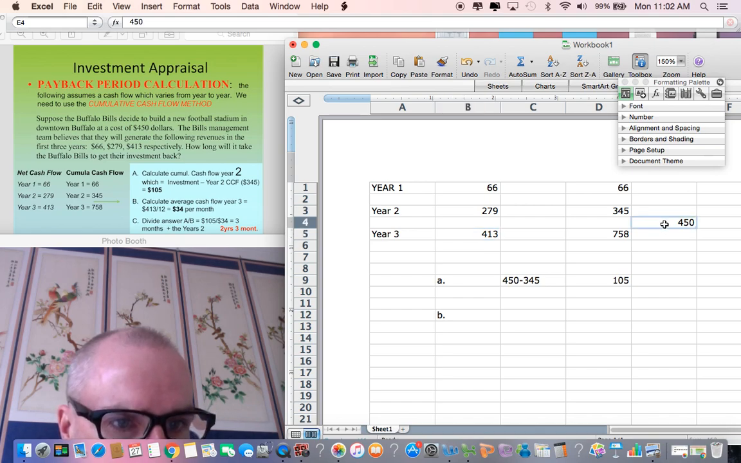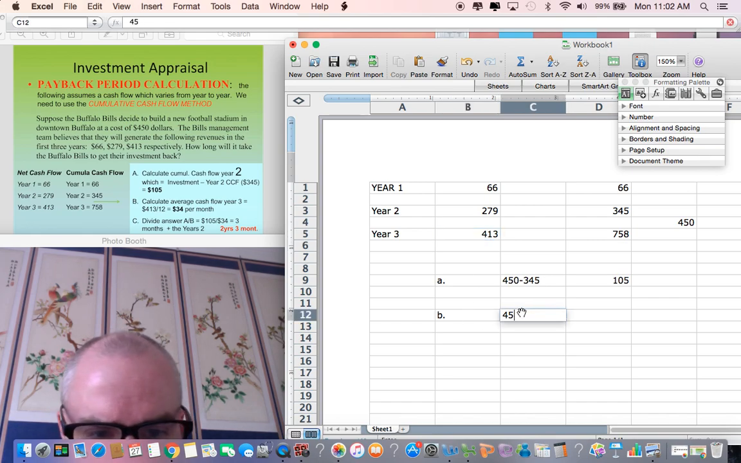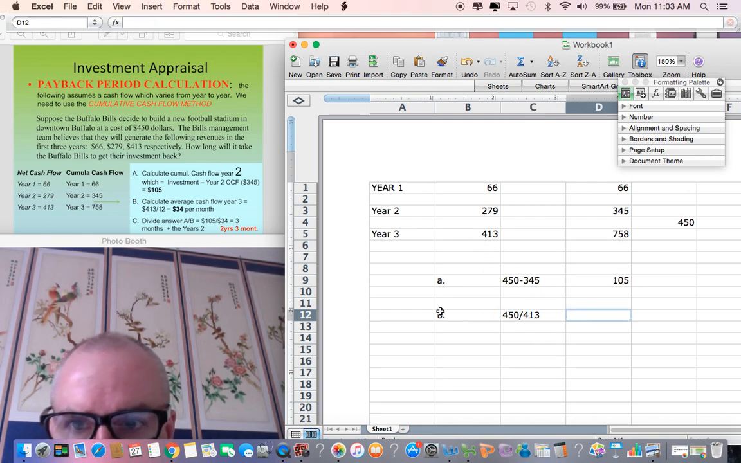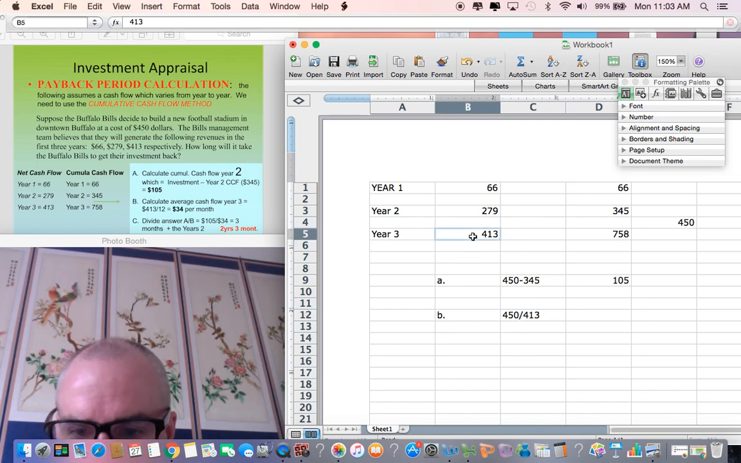You take the initial investment, and I'm going to make up that money somewhere in here in year three. So I'm going to take the year three total, because somewhere in year three I'm going to get my money back, and divide it by 12. I got to figure out 12. 413 divided by 12 will give me months.